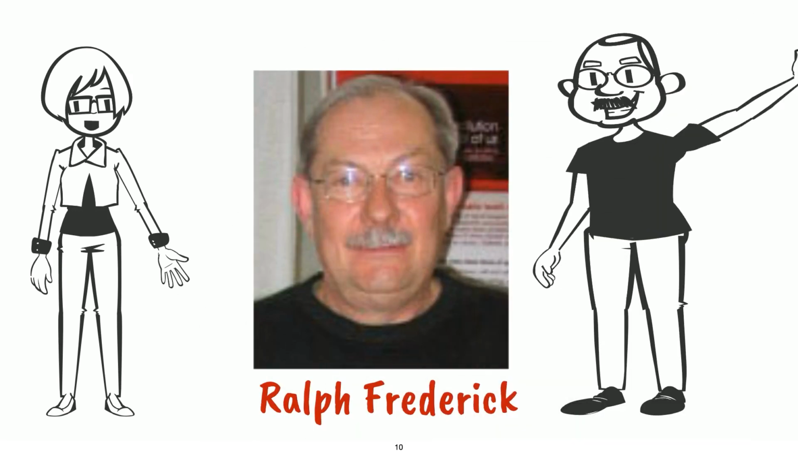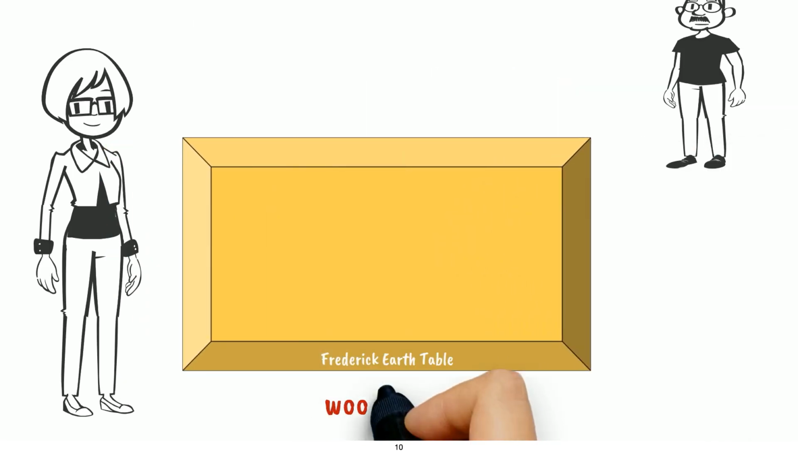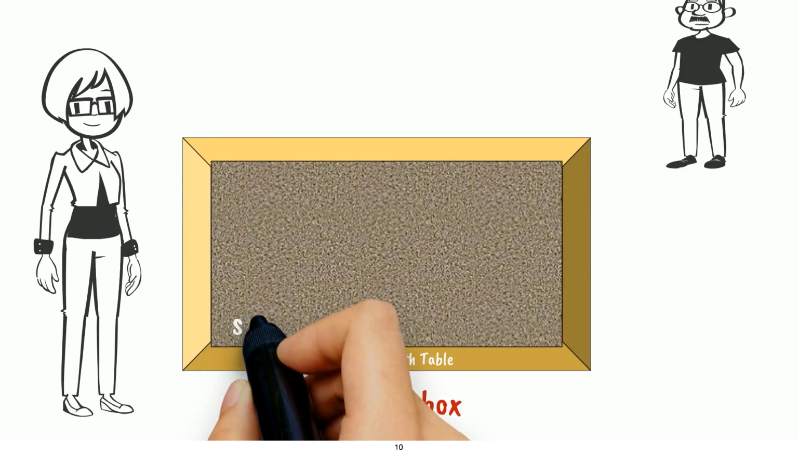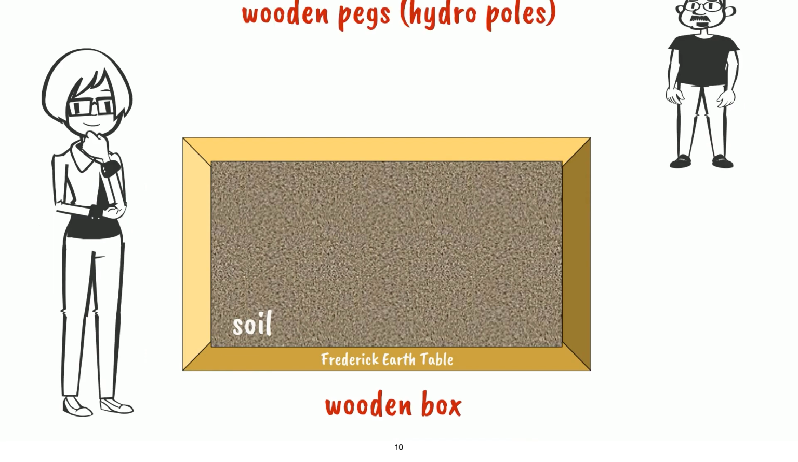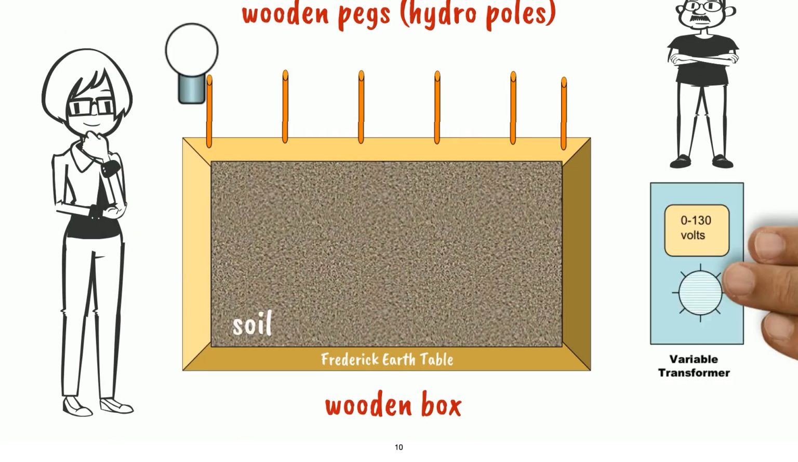And this is what Ralph really looks like. Ralph, would you like to explain what you did? I started with a wooden box to which I added potting soil, slightly moistened. I then added wooden pegs and attached an LED bulb to the last peg.